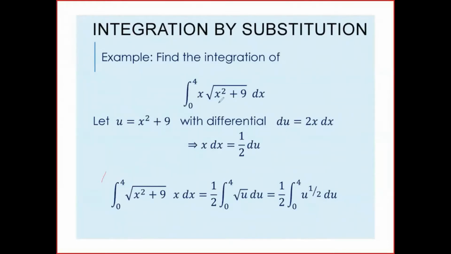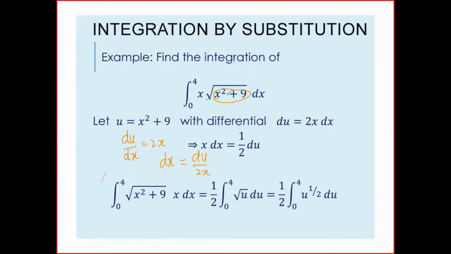So this is the u. This one. We're going to take u as x squared plus 9. And after that, we are going to differentiate this one. So when we differentiate, we have du dx, so we get 2x. And after that, my suggestion is you let the dx be du over 2x.